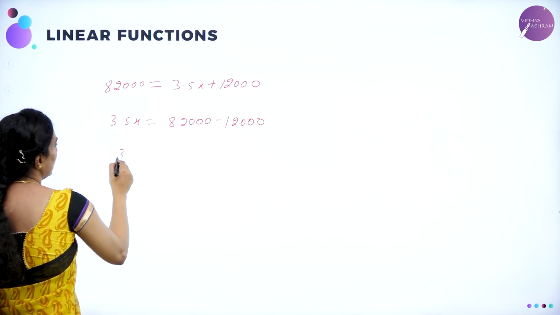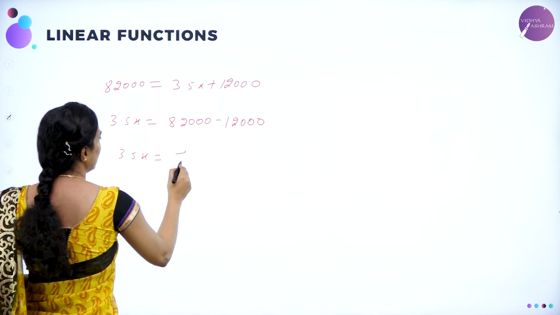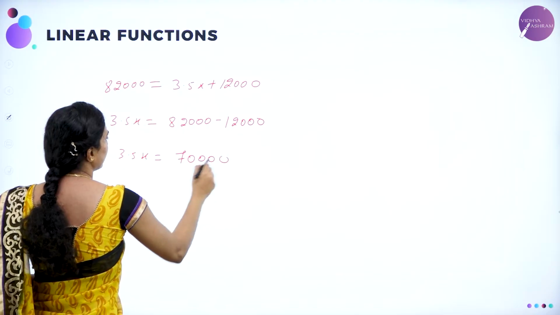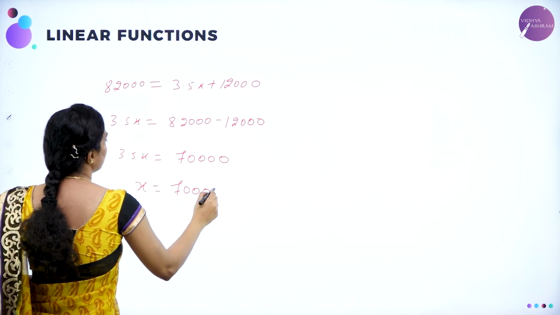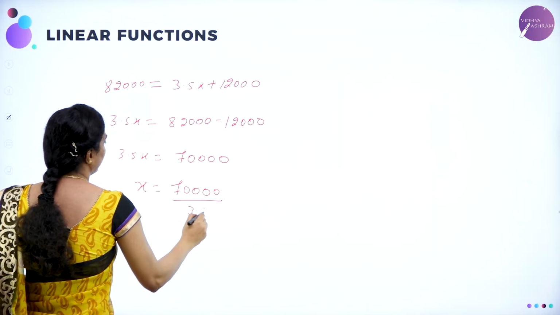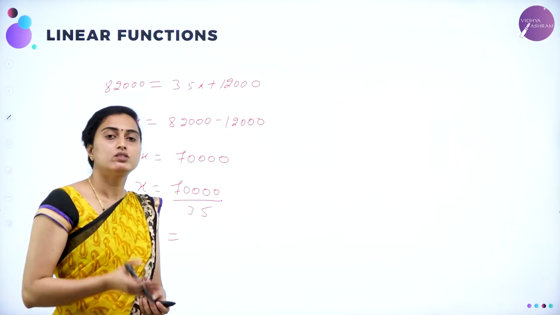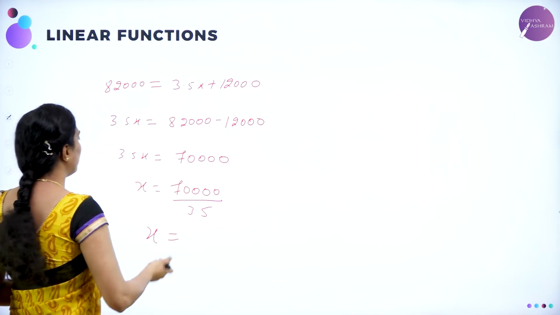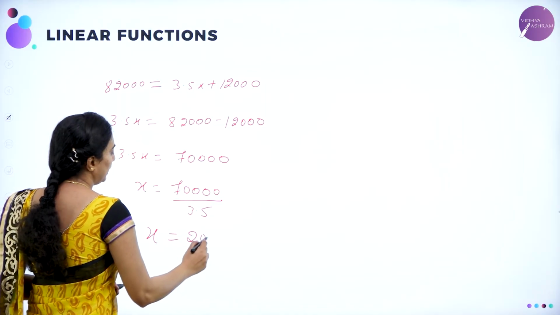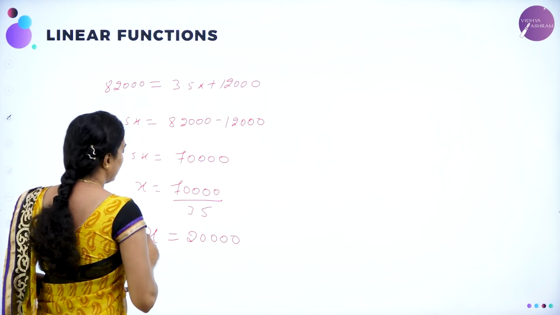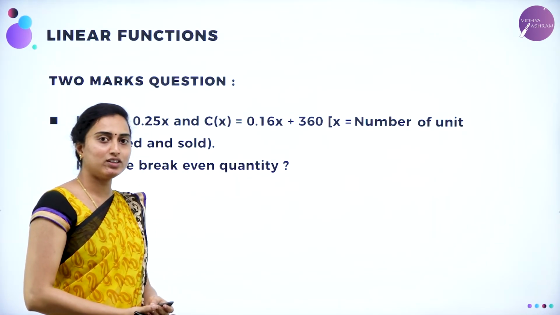Now 3.5x will be equal to 82,000 minus 12,000, which is 70,000. So therefore x will be equal to 70,000 divided by 3.5. So you are going to get the answer after calculation. After calculating this, you know already 35 twos are, which is nothing but 20,000. That is your x production. So dear students, we'll move on to the next problem.